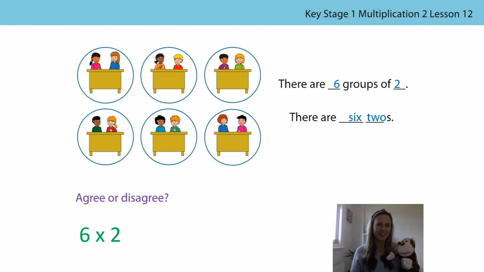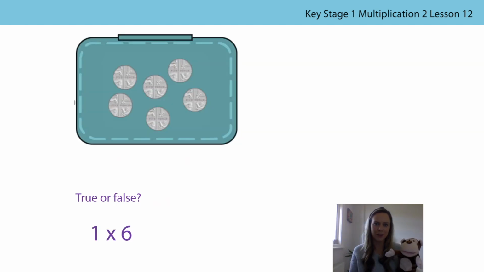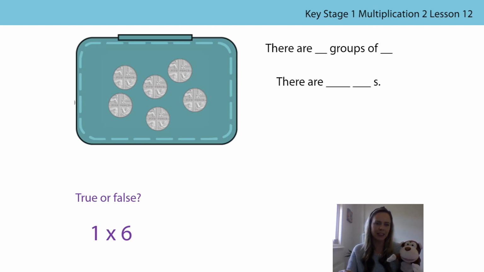Well done. We're going to look at a true or false question now. Bongo is very excited, he enjoys doing these. Let's have a look at the picture. What can you see? Can you explain to somebody at home what you can see? Now let's have a look at the multiplication expression. It says 1 times 6. Does that multiplication expression represent the picture? Is it true or false? See if you can explain to somebody at home what you think. You could use the stem sentences to help you.